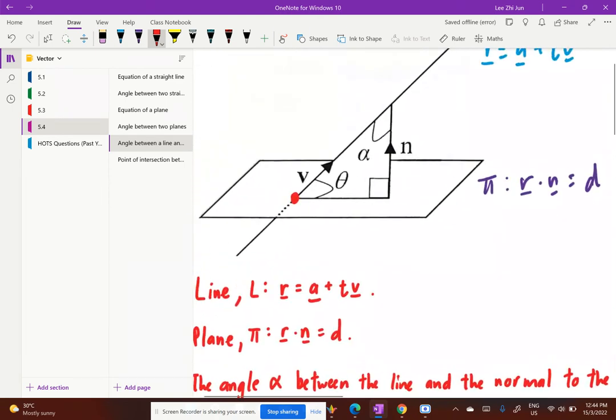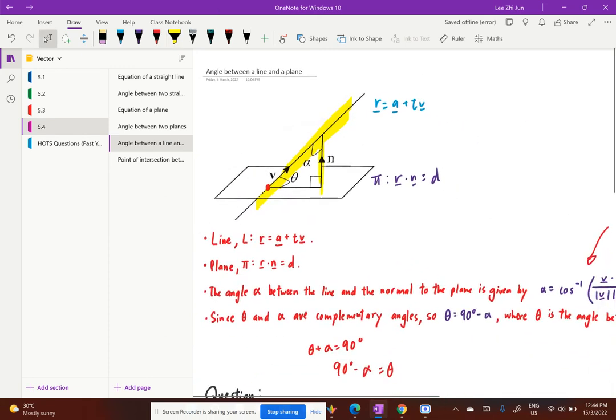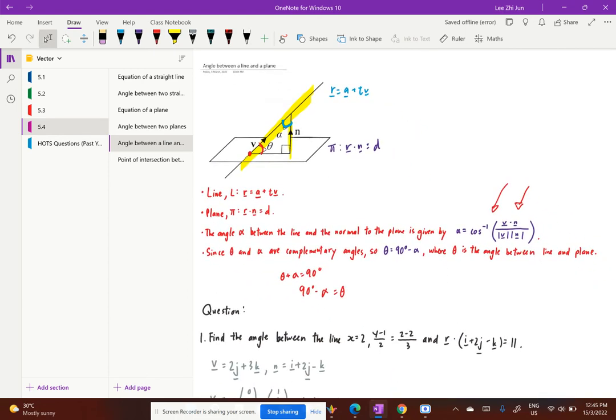Okay, so why do you need to do this extra step? Because you see the normal vector goes straight up. The angle you get between v and n is not the angle between the line and plane. It is the angle between the line and the normal only, as you can see up here. So you need to do one more step, which is 90 minus this alpha, to get the real angle between line and plane.